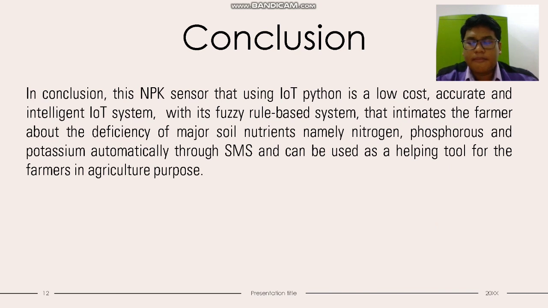In conclusion, this NPK sensor using IoT Python is a low cost, accurate and intelligent IoT system with a fuzzy rule-based system that informs the farmer about the deficiency of major soil nutrients, namely nitrogen, phosphorus and potassium, automatically through SMS, and can be used as a helping tool for farmers in agriculture.